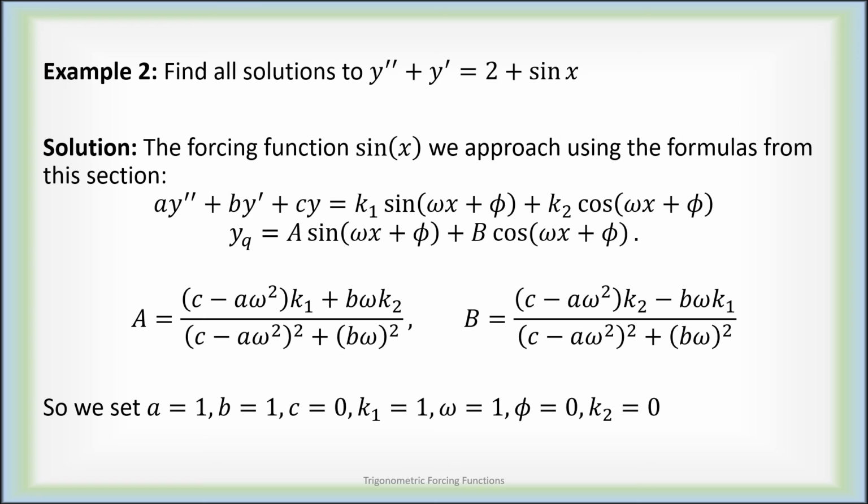Now in our situation here, we just have to go through and pull out values. a is 1, b is 1, c is 0, because I do not have a y term. k1 is 1, because I wanted to get sine x. k2 is 0, because I don't have any cosines. Omega is 1, and there is no phase shift, so phi is 0. So we just have to take these values, plug them into A and B.